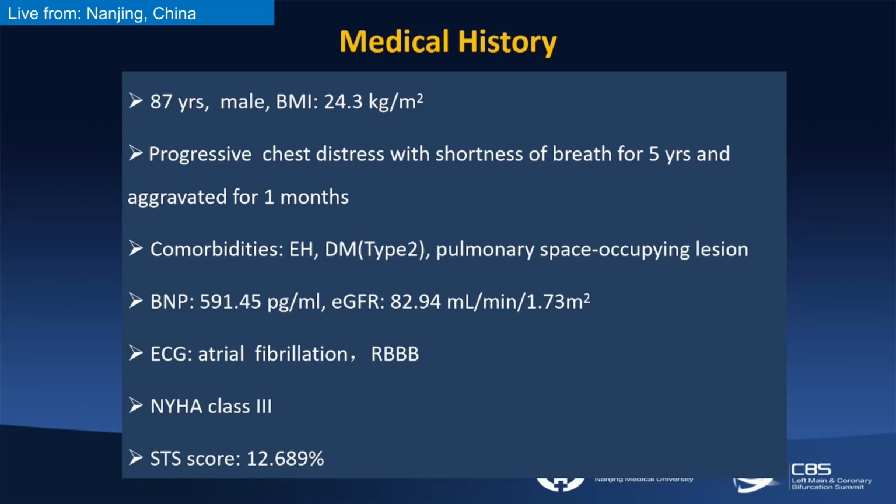So in terms of the laboratory tests, BNP is elevated, 591, and the eGFR is normal, 82 milliliters per minute. ECG shows atrial fibrillation with RBBB. And the heart function is New York Heart Association Class 3. After calculation, the STS score is extremely high risk, 12.6%. Next.